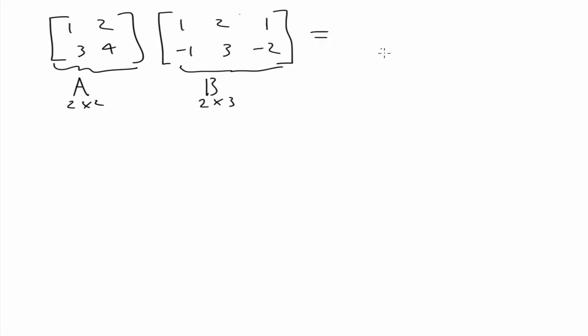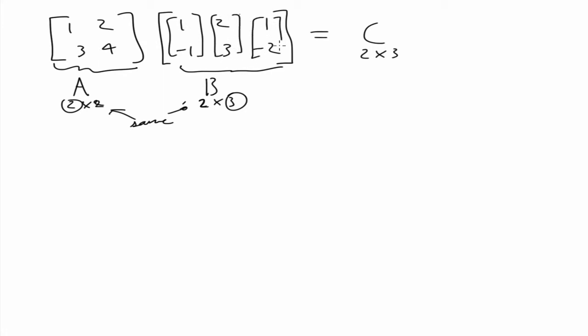All right, so the question then is, what is C? Well, C is clearly, remember, these two inner dimensions have to be the same. And the result will always be the outside edge dimensions, so it's going to be 2 by 3. Again, these are the weights. These column vectors in B we think of as weights, and these right here are the column vectors of A that are going to be weighted.